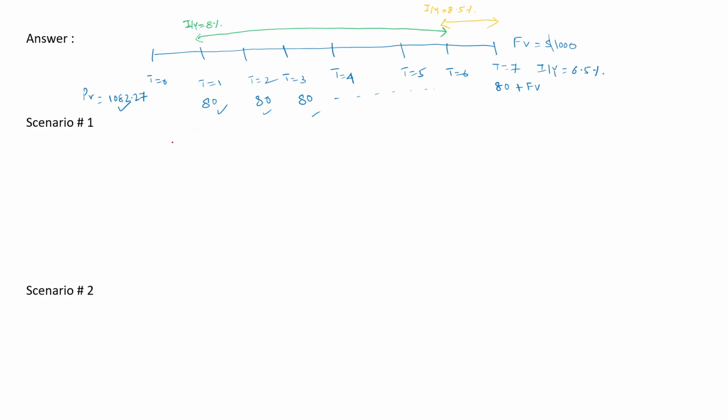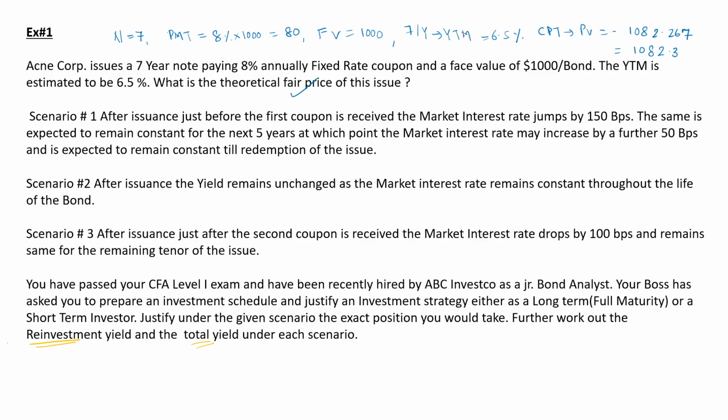So as we were discussing, scenario one envisages wherein the interest rate would increase by 150 basis points at the end of the first year, just before the first coupon is received, and is likely to remain so for the next 5 years, up until the end of the next 5 years. Under this circumstance, the question was how do we enumerate the reinvestment yield and as far as the total yield is concerned.